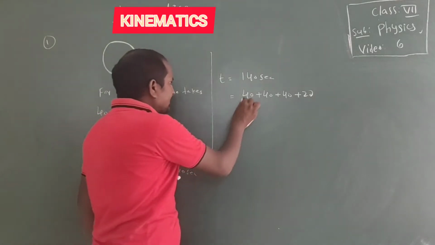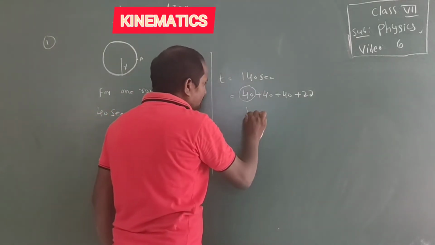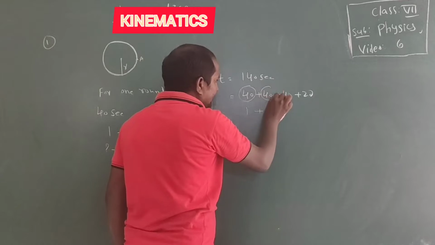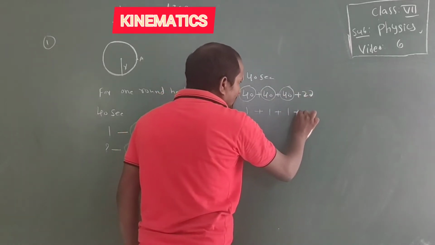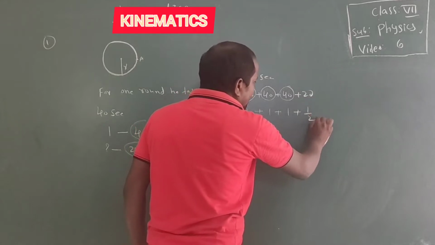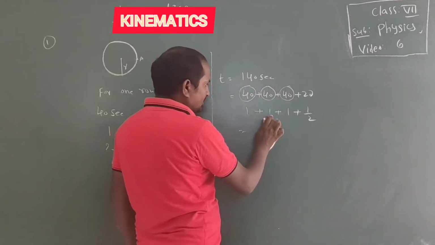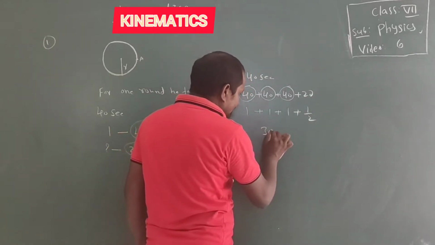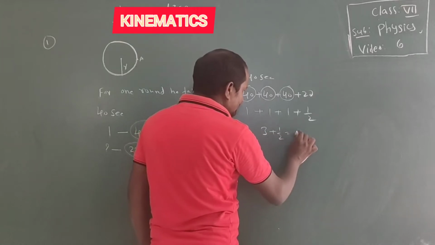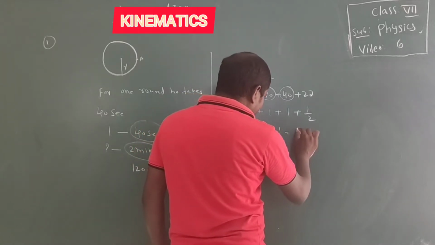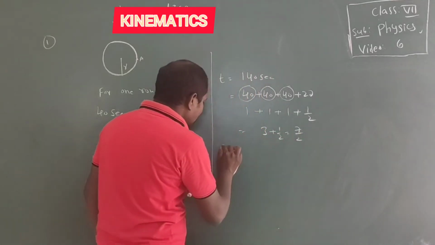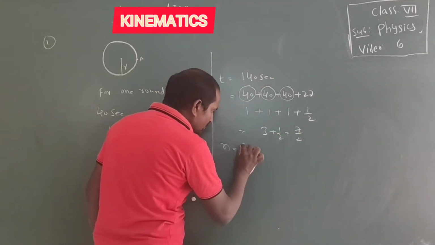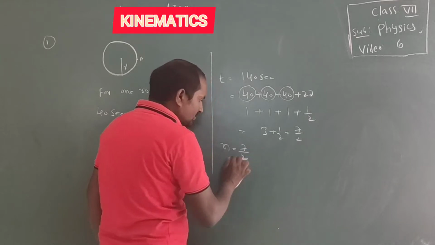For 40 seconds, it takes one round, plus 40 seconds for one more round, and 40 seconds for one more round. For 20 seconds, half circle. That equals 1 plus 1 plus 1 plus 1 by 2, which is 3 and a half, that is 6 plus 1 by 2, which is 7 by 2. Number of rounds n equals 7 by 2.